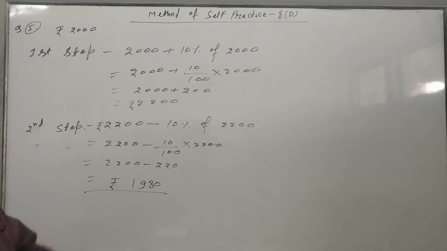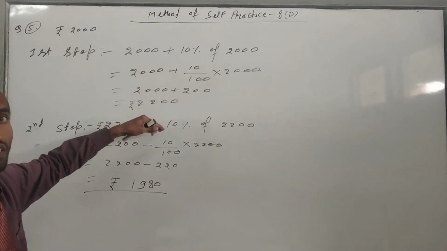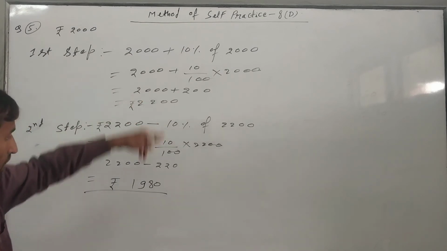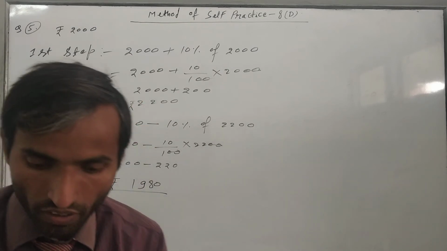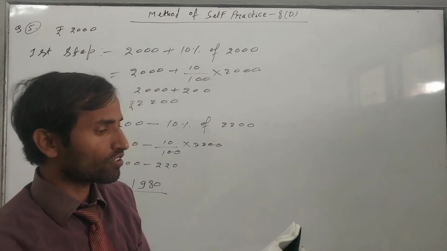We increase 2000 by 10%, then it will come to this, and then again we have to decrease this amount by 10%, then it will come to this one. So question number 5 is over. Now there are the same types of questions in question number 6, just try yourself.